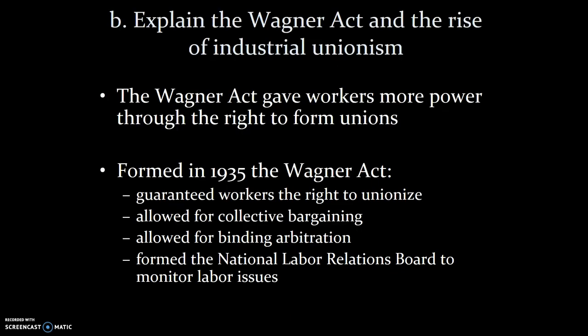Next, explain the Wagner Act and the rise of industrial unionism. The Wagner Act gave workers more power through the right to form unions. Formed in 1935, the Wagner Act guaranteed workers the right to unionize, allowed for collective bargaining, allowed for binding arbitration, and formed the National Labor Relations Board to monitor labor issues.